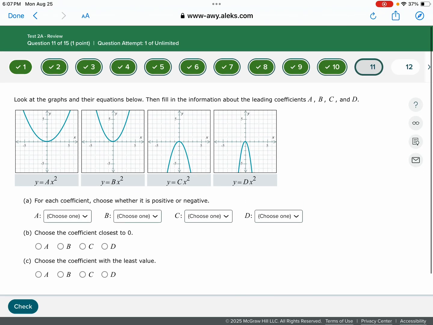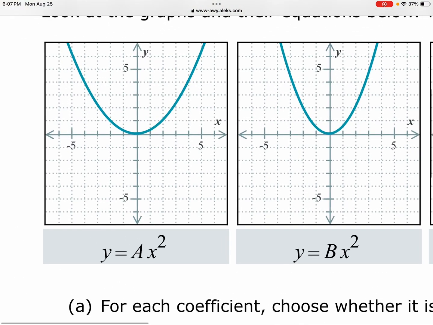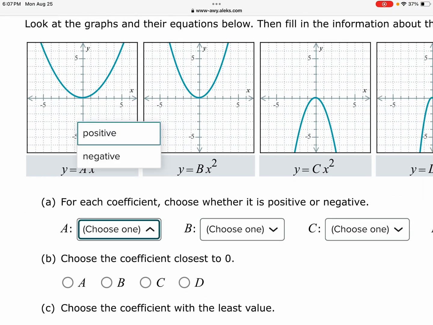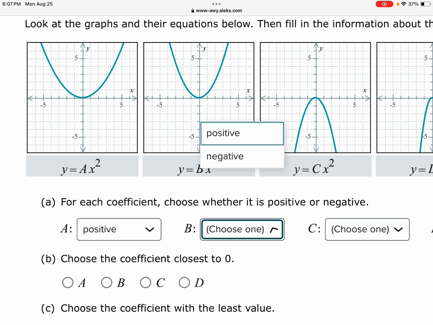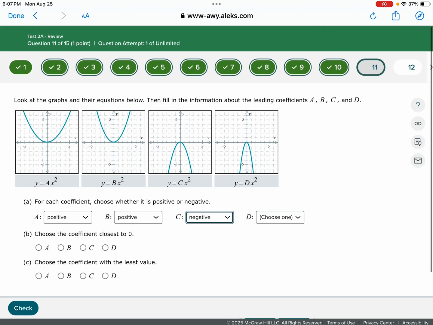So in this case, for each coefficient, choose whether it is positive or negative. For graph A, we're talking about the graph right here. The coefficient of capital A that you see for ax squared, is that A going to be a positive or a negative number? Because the graph is upward facing, I know it's going to have to be positive. Same for B, but C and D are downward facing, so their coefficients would have to be negative.